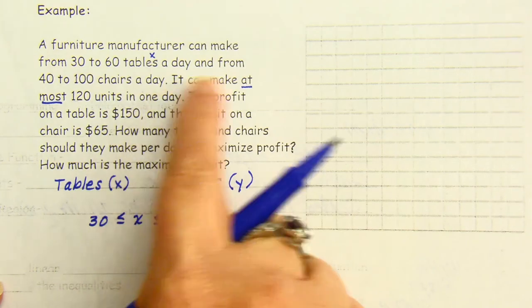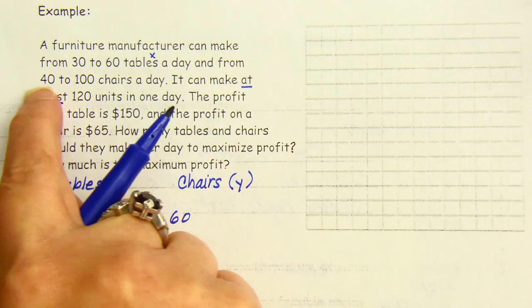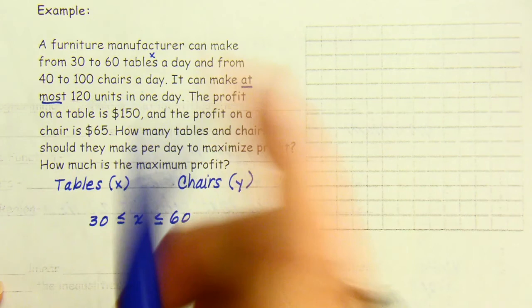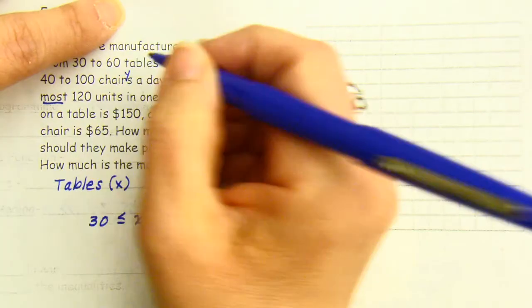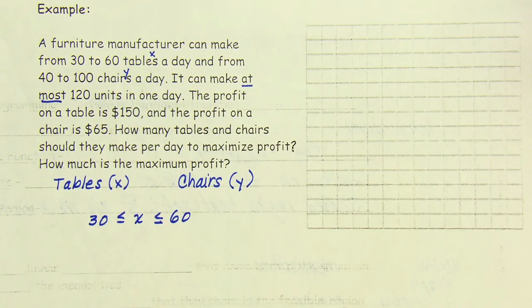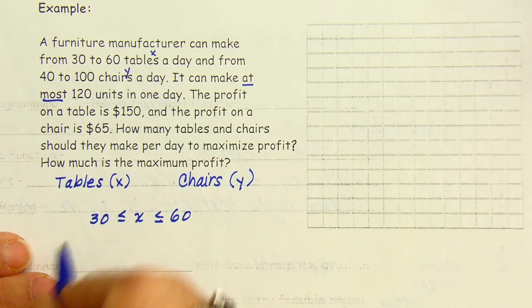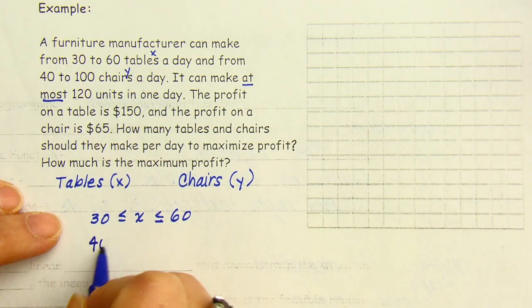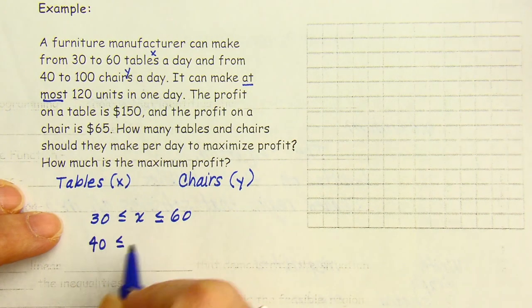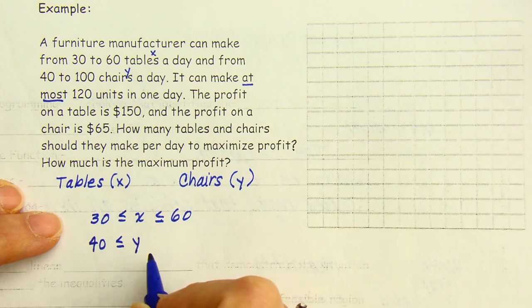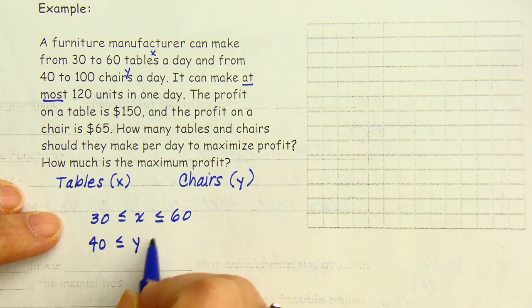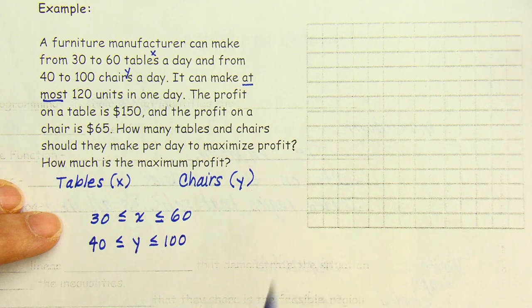It can make, and from 40 to 100 chairs, I let the chairs be Y. So chairs is going to be between 40 and 100. So very similarly, Y is going to be between 40 and 100.